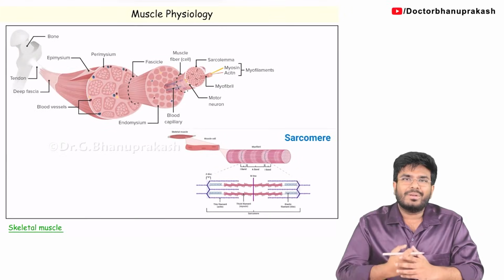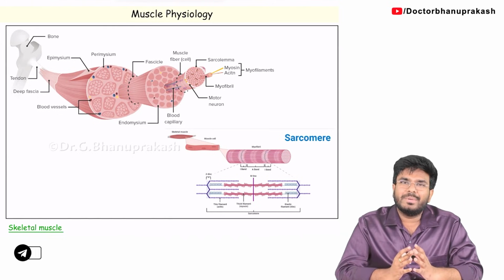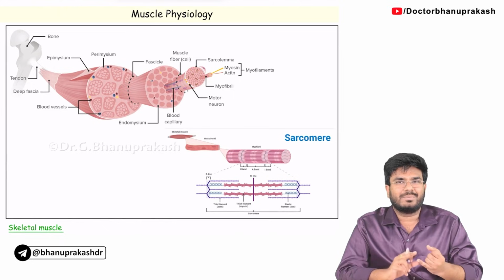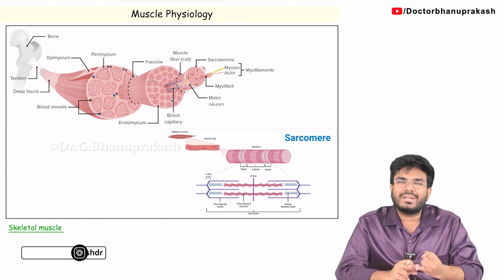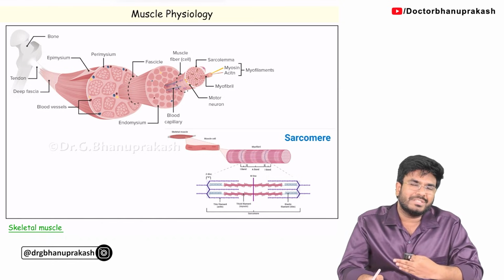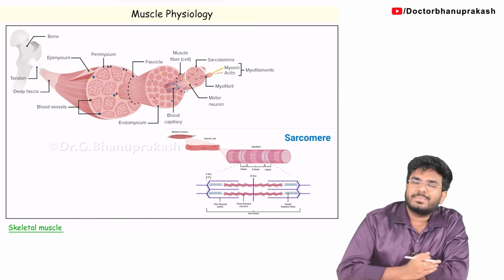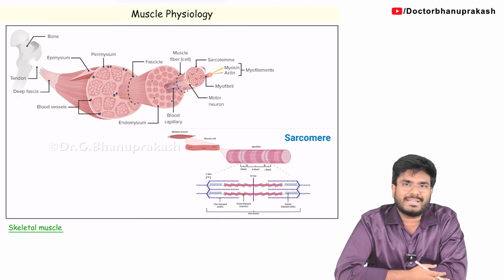Welcome back, guys. Now let's begin with the muscle physiology. In this muscle physiology, first I will be explaining in detail about the skeletal muscle. Later we'll be discussing cardiac muscle as well as smooth muscle. Three important muscles that you have to know in muscle physiology: skeletal muscle, cardiac muscle, and smooth muscle. Now, first let's begin with the skeletal muscle, which is most important for your exam.